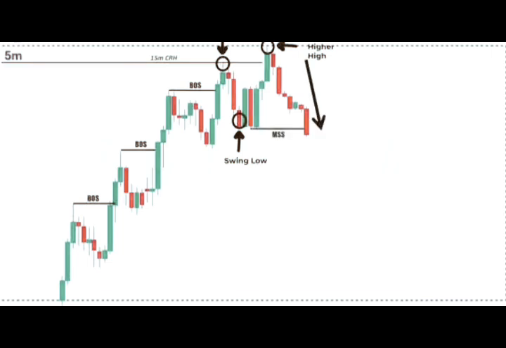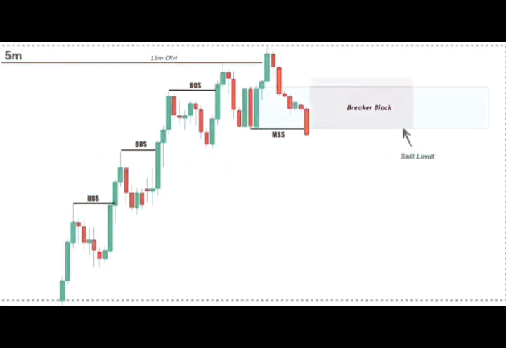shift. In this case, the down close candle, or series of down close candles, formed between the first swing high and the swing low becomes your breaker block zone. This is the area where we plan our short entry. The next step is to place a sell limit order at the lowest point of that breaker block and wait for the price to retrace into it.